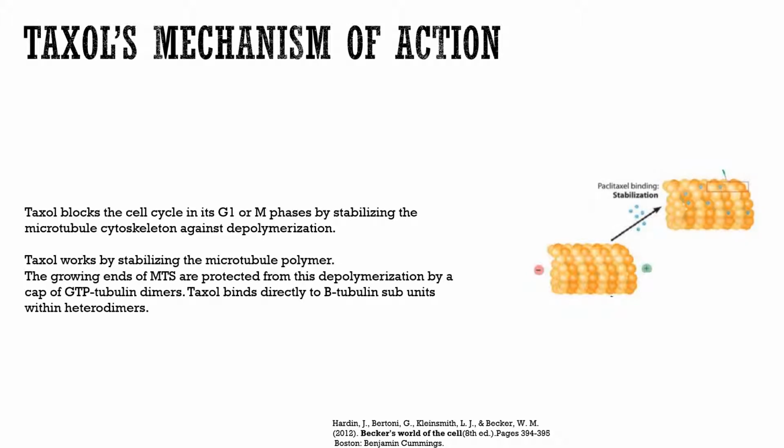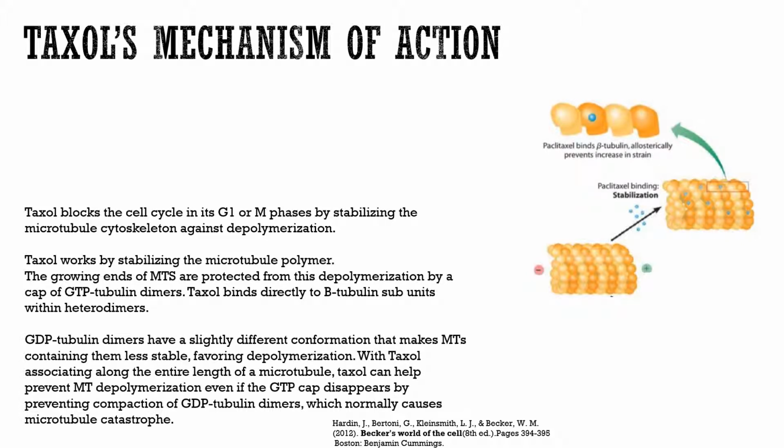The growing ends of microtubules are protected from this depolymerization by a cap of GTP tubulin dimers. Taxol binds directly to the B tubulin subunits within heterodimers, as you see right there where the green arrow is pointing. GDP tubulin dimers have a slightly different conformation that makes microtubules containing them less stable, favoring depolymerization.